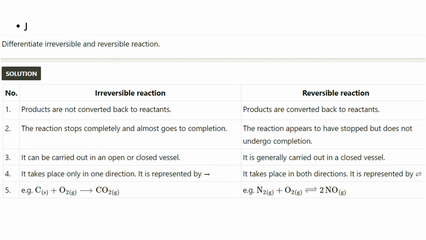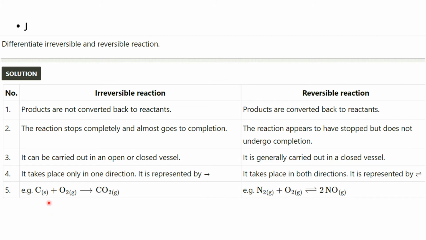Number 3. An irreversible reaction can be carried out in an open or closed vessel, but reversible reactions are generally carried out in a closed vessel. Number 4. An irreversible reaction takes place only in one direction. It is represented by a single arrow. A reversible reaction takes place in both directions. It is represented by a double arrow.